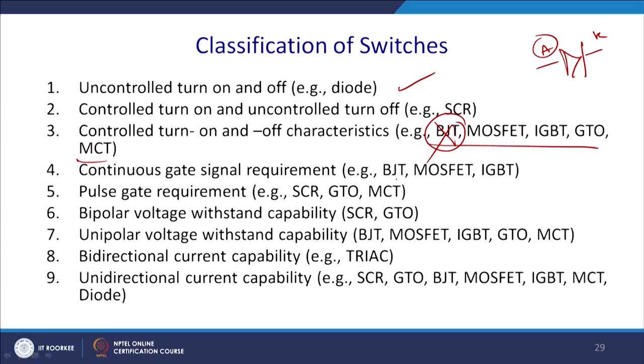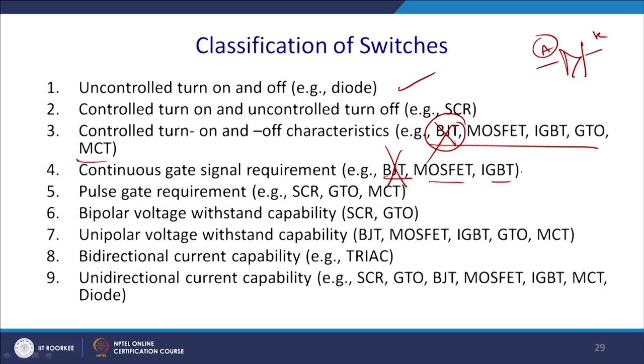The continuous gate signal is required for BJT, though it is now obsolete, and for MOSFET and IGBT. Power dissipation of the MOSFET is the least because it induces a channel and power flows that way. So the control power required is least in the case of the MOSFET, thereafter the IGBT. And the pulse gate requirement is for SCR, GTO and MCT.